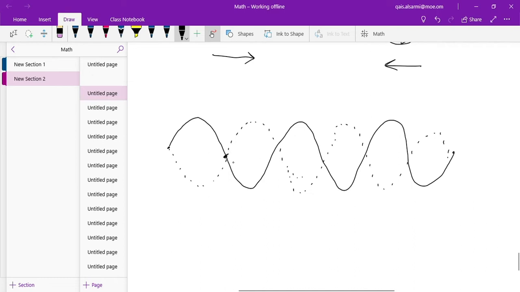Now these are the points which will not move at all. So these are some special points, and let us give a special name to these points. The special name for these points is nodes, N. And the positions where the particle is moving up and down with maximum displacement are called antinodes. So nodes are those locations where particles have zero displacement, and antinodes are those positions where particles are moving with maximum amplitude.